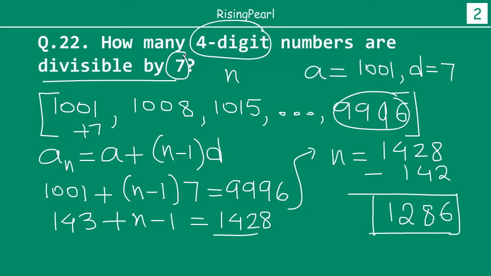So I want you to just pause the video and understand what exactly we are solving here, the magnitude of what we are solving here. Because simply by applying arithmetic progression, we are able to say that there are 1286 4-digit numbers that are divisible by 7. So you can imagine how far-reaching the applications of arithmetic progressions are, right? Let's take a look at some more questions.